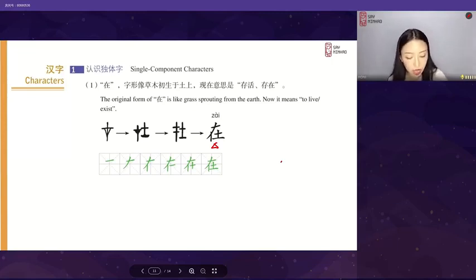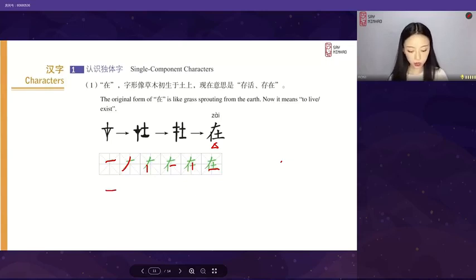Okay, now let's see how to write it. And please try to write it with me. First, write a short horizontal and then a left turning. And then write a vertical here. And then try to write a horizontal at the right of the vertical. And then put a short vertical through it in the middle. And then a longer horizontal at the bottom. Okay, try to write it with me.